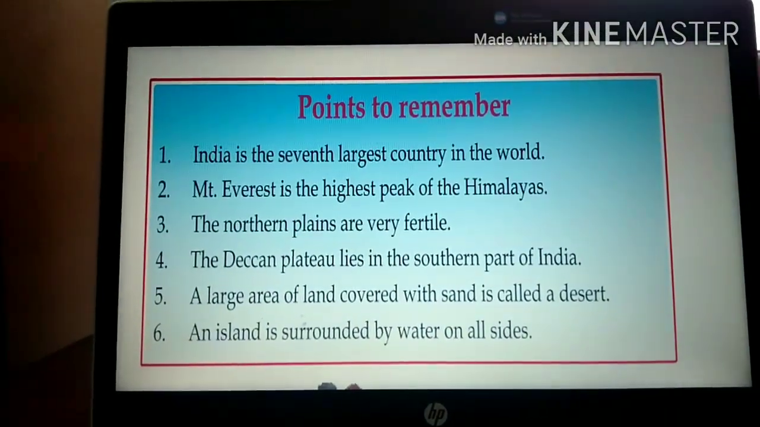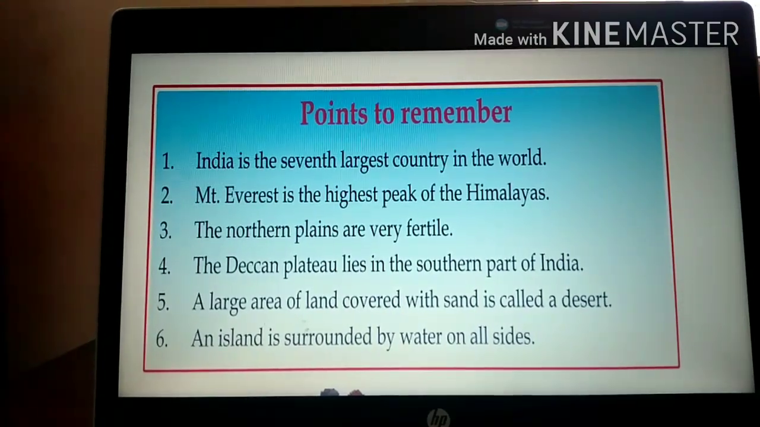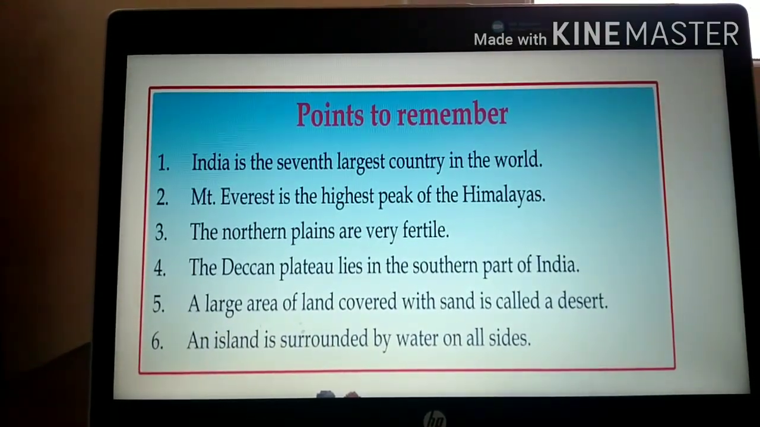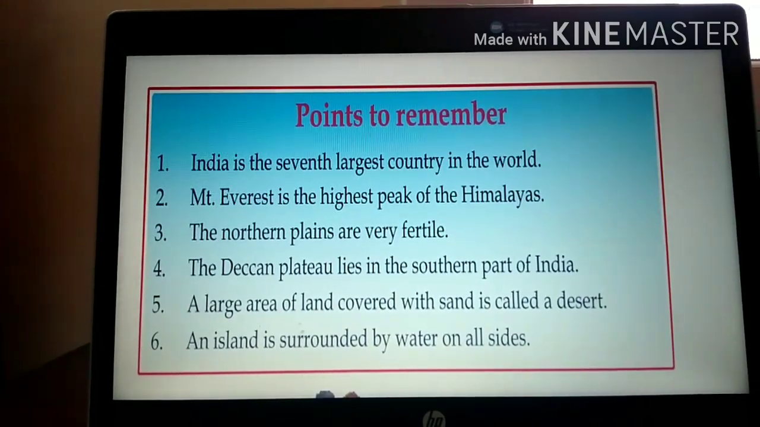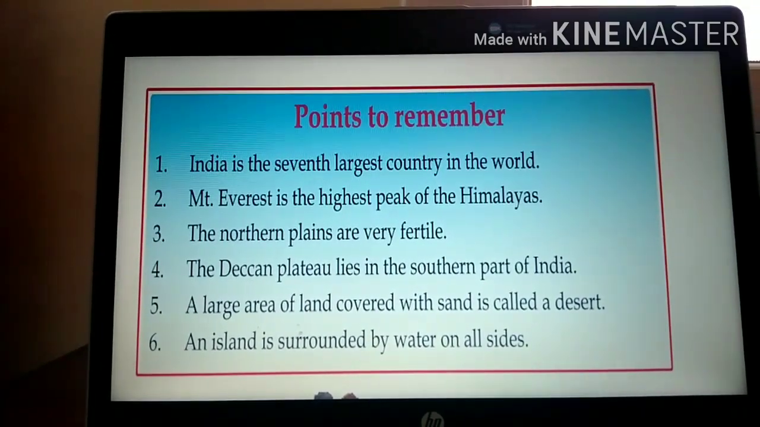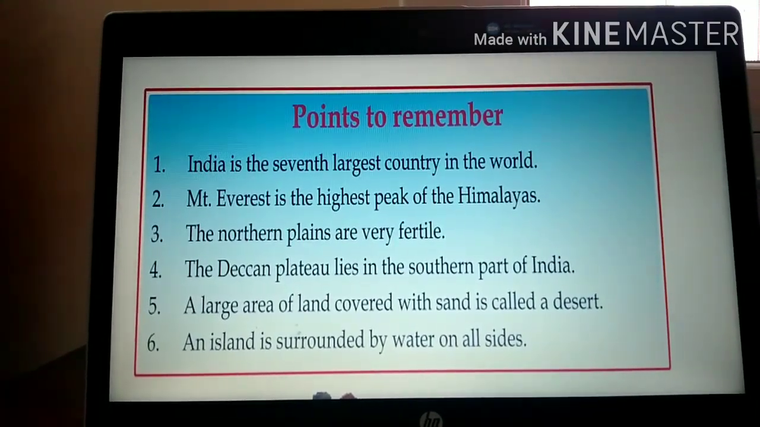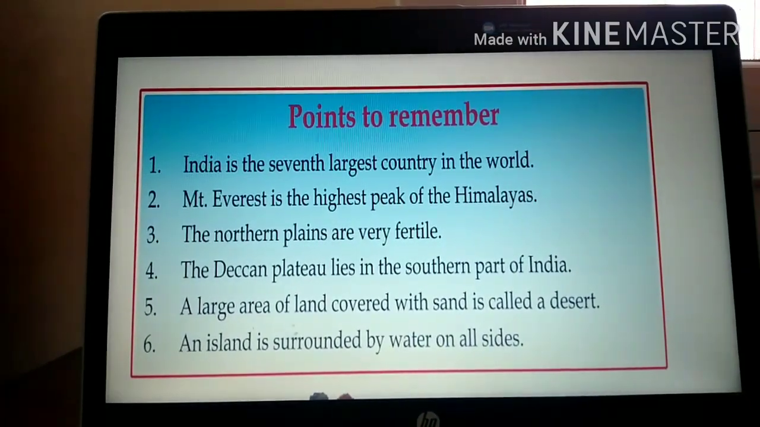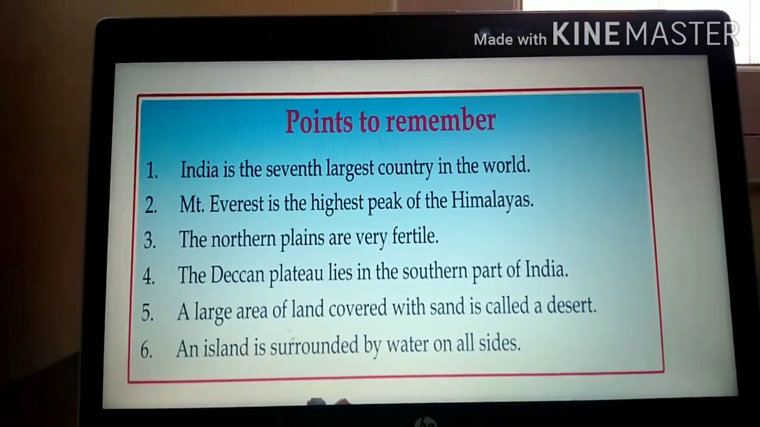Now there are some points to remember, children. India is the 7th largest country in the world. Mount Everest is the highest peak of the Himalayas. The northern plains are very fertile. The Deccan Plateau lies in the southern part of India. A large area of land covered with sand is called a desert. An island is surrounded by water on all sides.